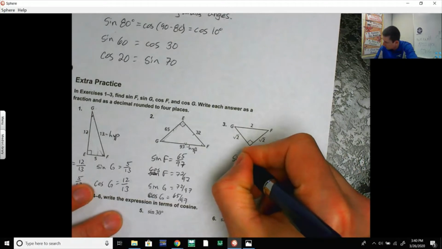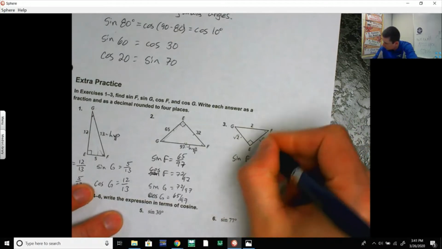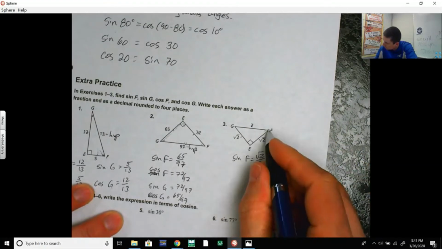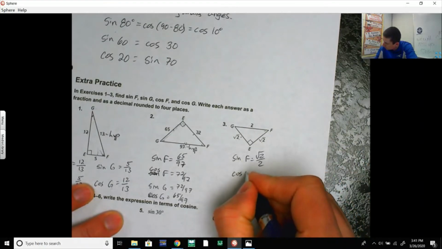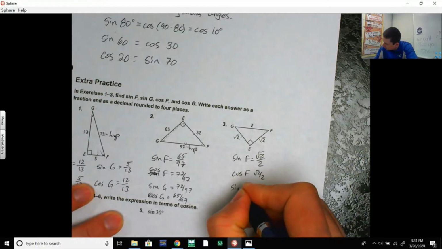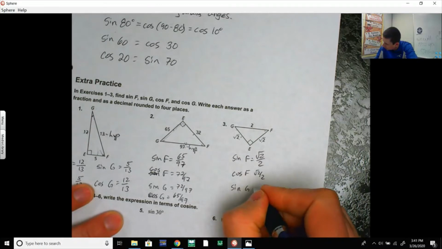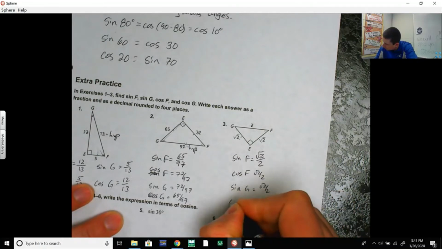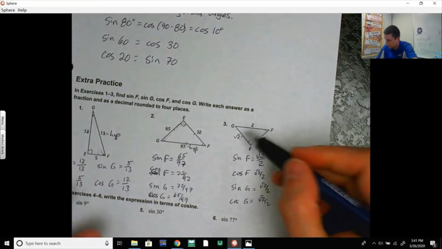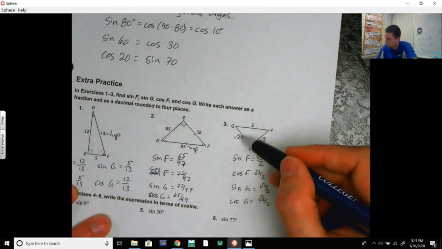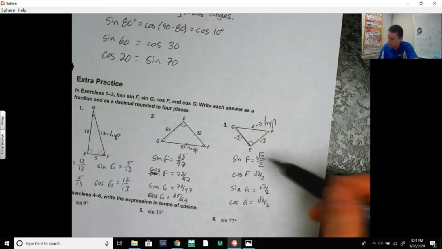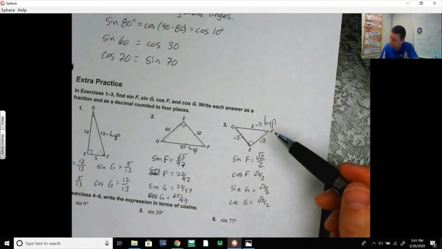Okay, so the sine of f, here's f, opposite over hypotenuse, so that's root 2 over 2. Notice they're the same. So the cosine of f would also be root 2 over 2. The sine of g, opposite over hypotenuse, would be root 2 over 2. Cosine of g is the same thing, root 2 over 2. There's g, adjacent is root 2 over the hypotenuse. There's your hypotenuse. Okay, if these are the same, what kind of triangle do you have?